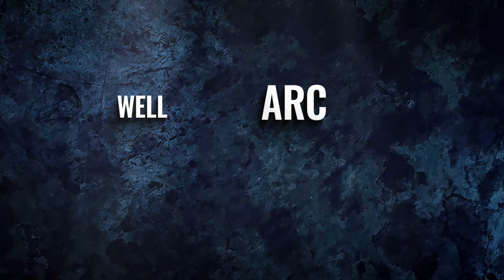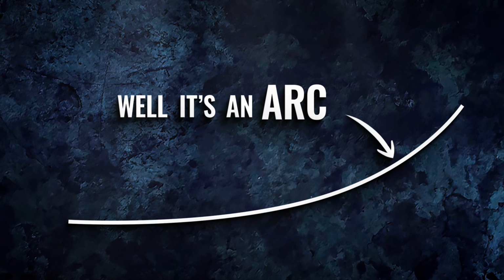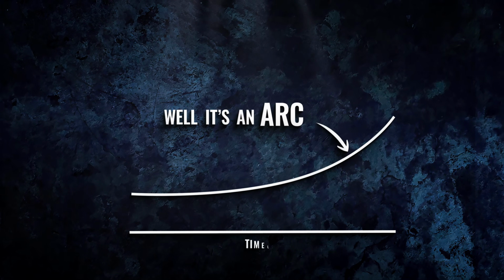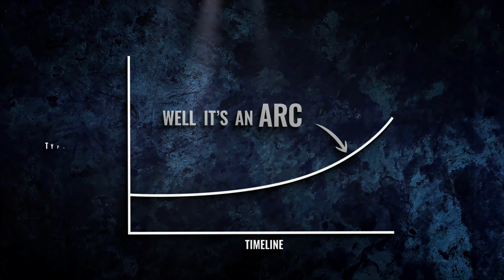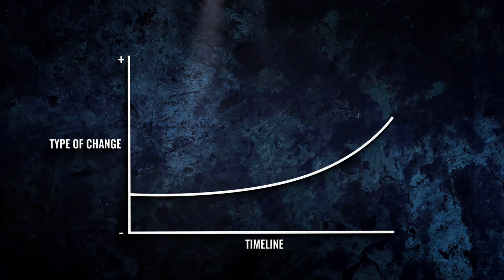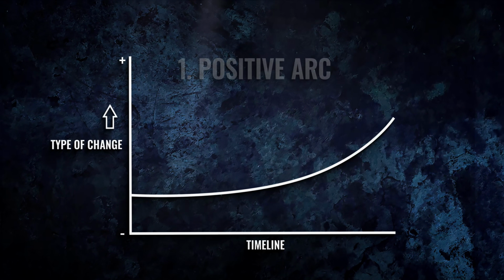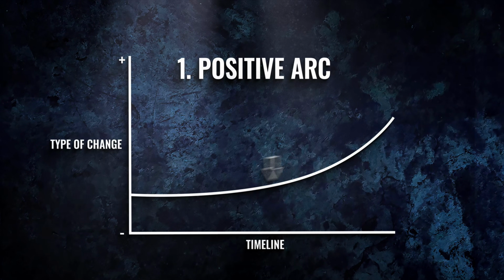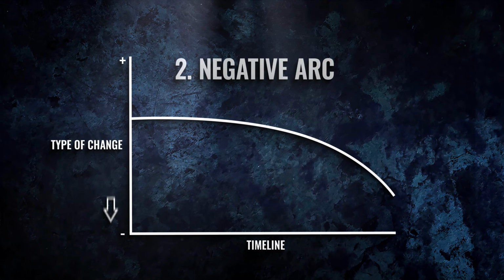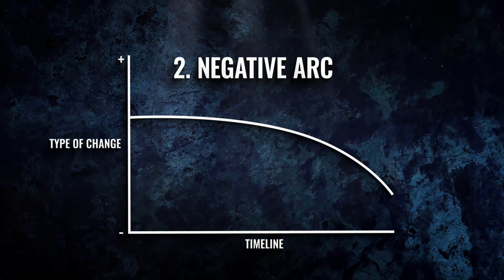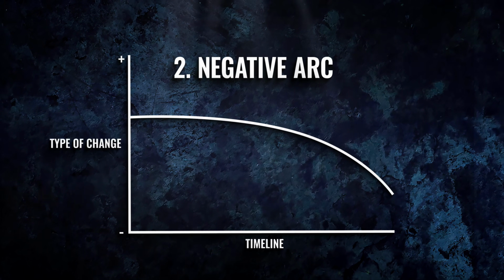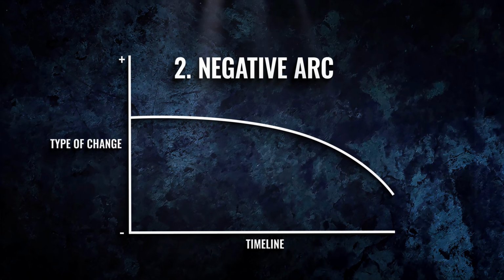Well, it's an arc. Assuming that the x-axis measures the timeline that the character change takes place and the y-axis measures the type of change, whether positive or negative change. So this is a positive change where they evolve as a character, and this is a negative change where they regress as a character. So the graph goes down, signifying the character becoming less evolved. And you can see that negative change represented as this negative downward arc.